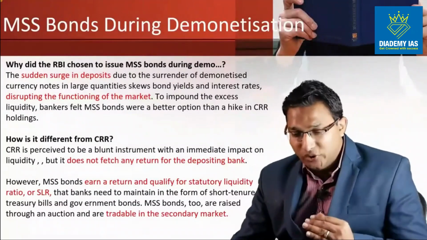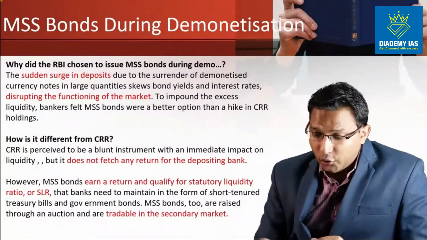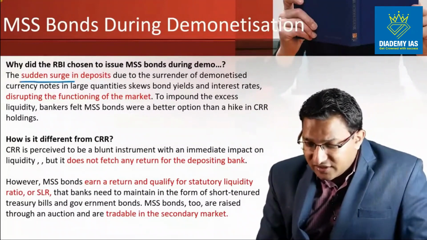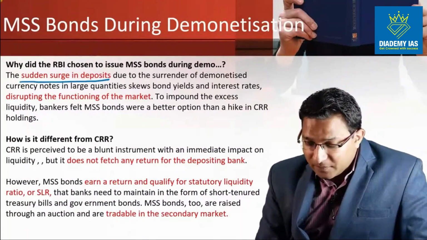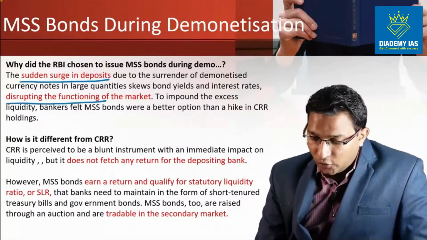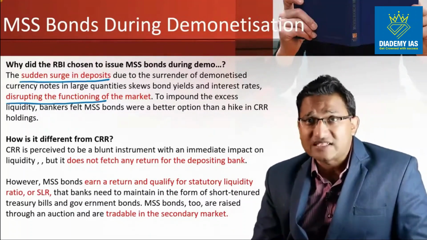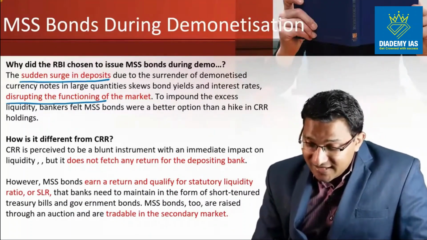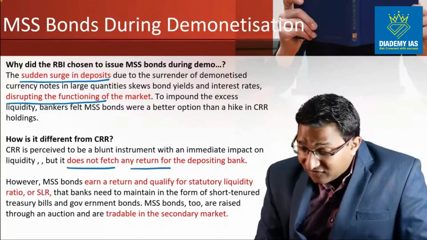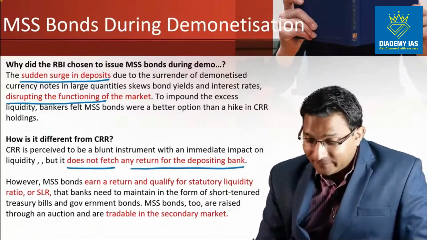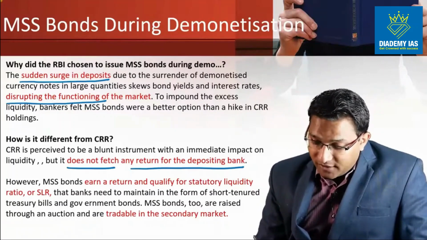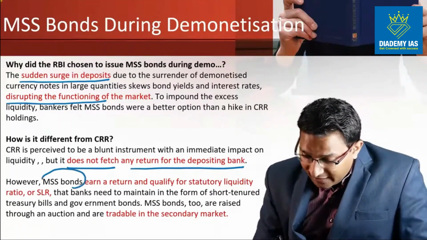Now, during the demonetization, I already told you, there was a sudden surge in the deposits which disrupted the functioning. So RBI said that all the extra money should be treated as the CRR. However, CRR does not fetch any kind of return from the bank to the bank. Therefore, these MSS bonds were allowed.